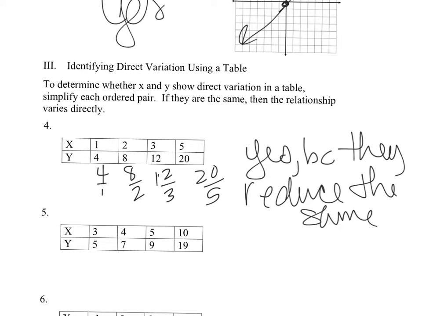Looking at number 5, you have 5 to 3, 7 to 4, 9 to 5, 19 to 10. These are not going to reduce to the same thing. Sure, they may create a linear function. Sure, they might have a pattern and they could make a straight line when you graph them, but they do not show what is called direct variation. In order to show direct variation, they have to reduce the same and they have to go through the origin.